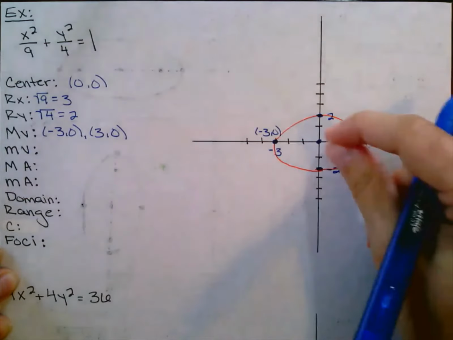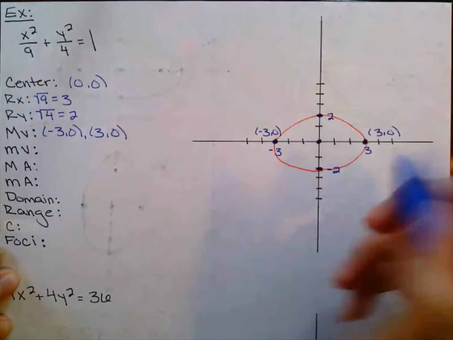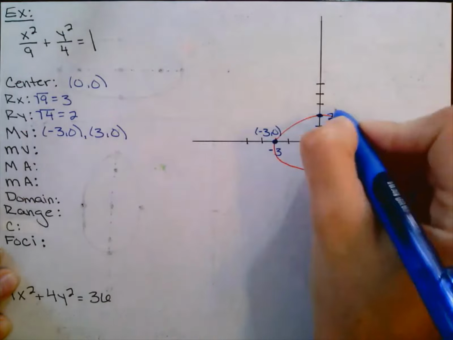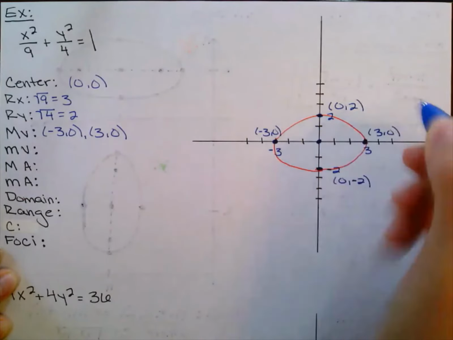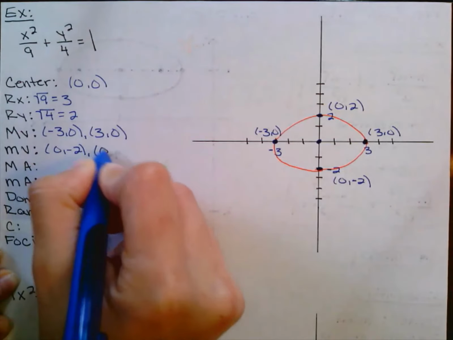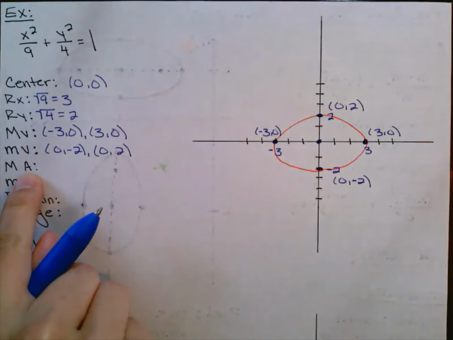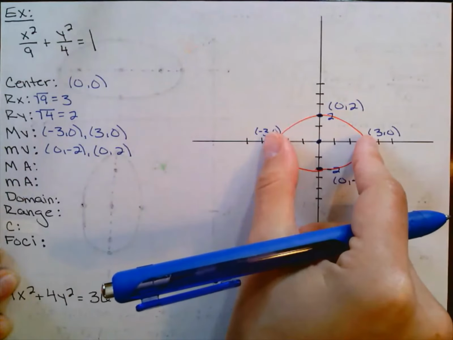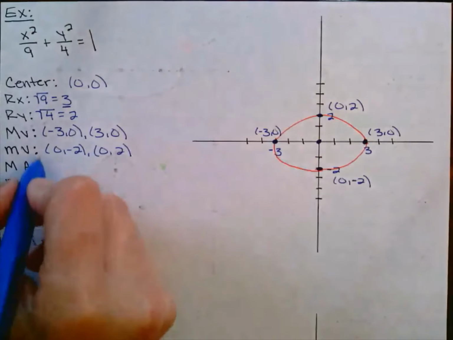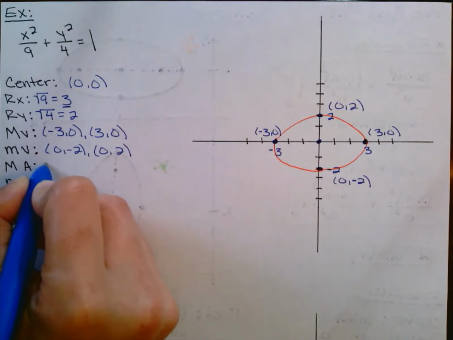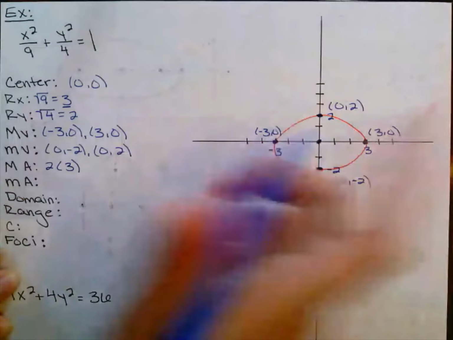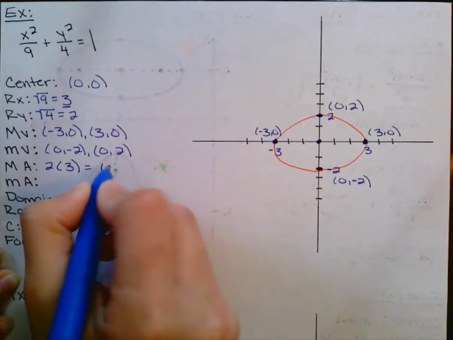Now, minor vertices, my shorter side, are these. It only went 2. So now here I have a (0, negative 2), and up here I have a (0, positive 2). I'm going to list those. Now, my major axis, if this is the longer side, I am going to call this my major axis. And if I went 3 in both directions, then double 3, 2 times 3, is going to be 6. So I double my radius for my r, because r happens to be longer, and I get 6.